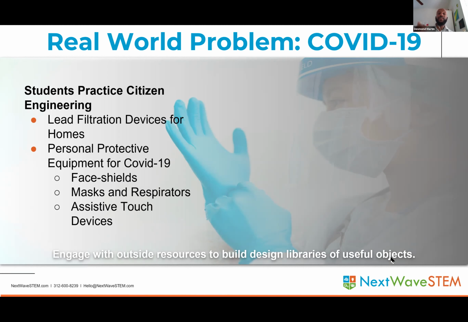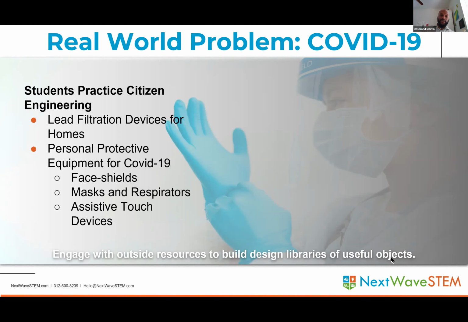We're thinking about lead filtration devices for homes. If we think about something like the Flint water crisis, where we see lead service lines create huge problems with community health, and in many industrial areas all over the country, they're seeing similar problems. 3D printing provides some of the customized solutions that help mitigate those problems.